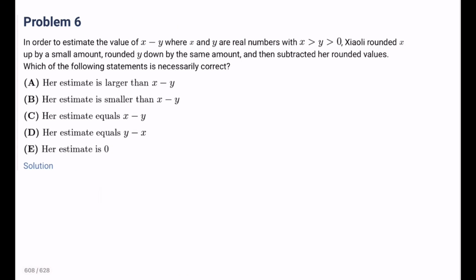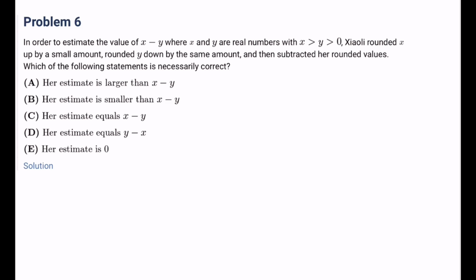It's A. Number 6, in order to estimate the value of x minus y, where x and y are real numbers with x greater than y greater than 0, Shelly rounded x up by a small amount, rounded y down by the same amount, and then subtracted her rounded values. Which of the following statements is necessarily correct?